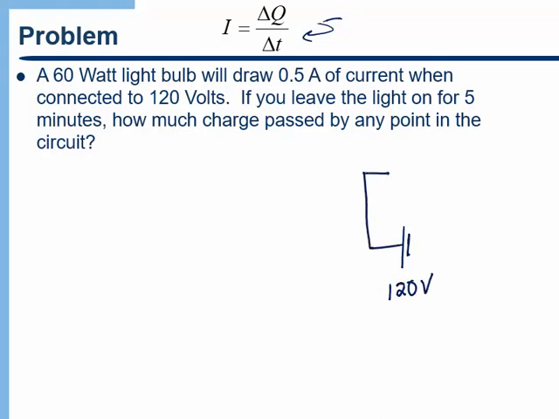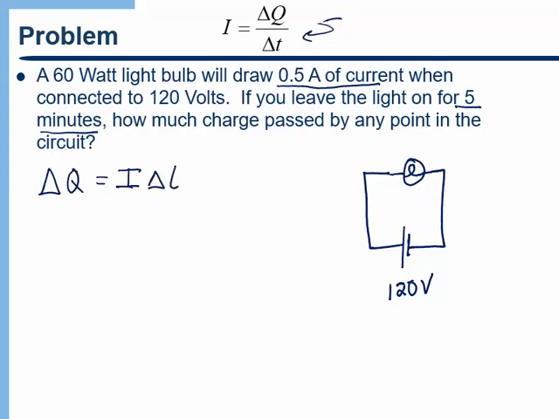And we've got our light bulb. So all we really need to know to solve this problem is the current and the time. If we want to know how much charge passes any point, we can solve for delta Q. Delta Q is I times delta T. And the only thing we have to be careful of here is our units.